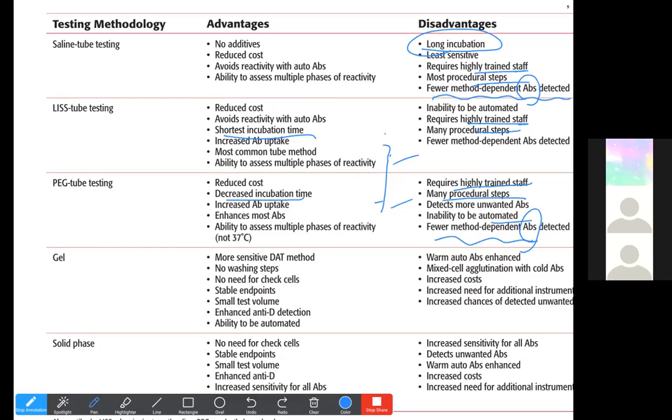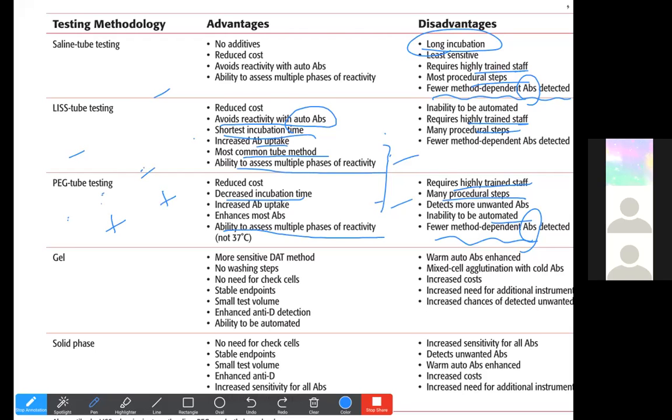The advantage of saline tube testing is that it avoids reactivity with autoantibodies, because we use the patient's serum and the RBCs as separate reagents, and there will be increased antibody uptake. The most common tube test method is the LISS one, and you are able to assess the multiple phases of the reactivity, because we go through different phases, like immediate spin, the incubation period, then the addition. So we can find out at which stage the antibody is reacting, and the specificity of the antibody would also be documented.